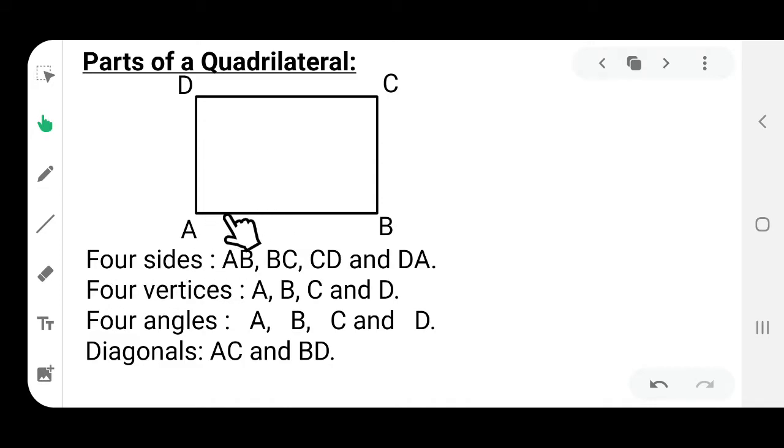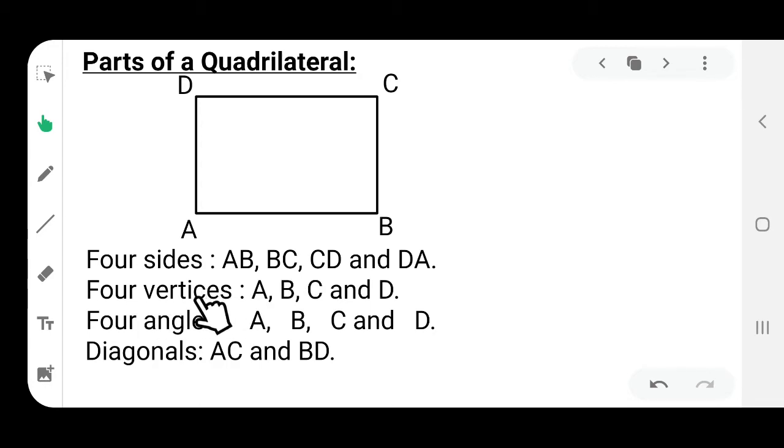Here the sides are AB, BC, CD, and AD. These are called sides. So 1, 2, 3, and 4. The four sides are written here. Then it has four vertices.